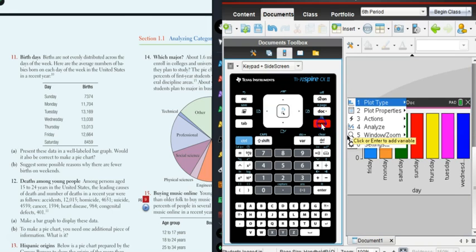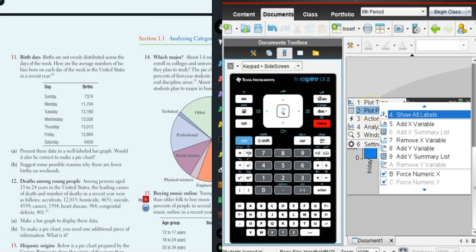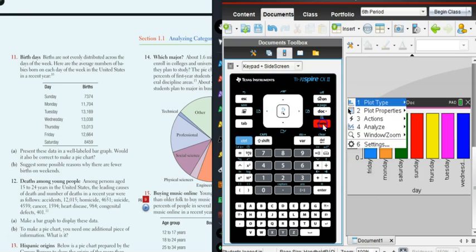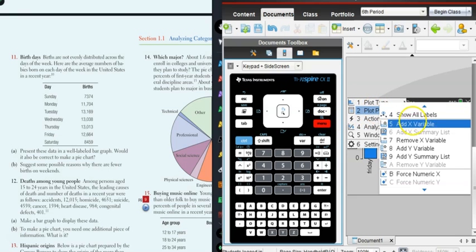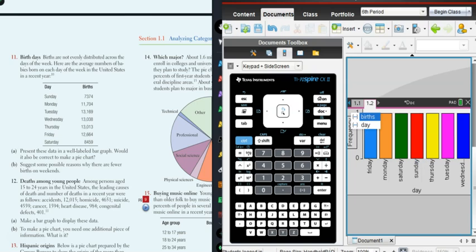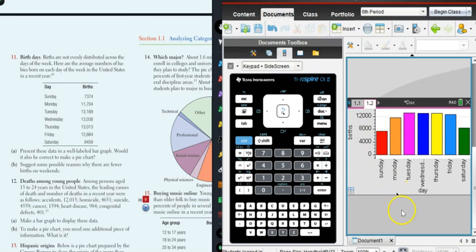Well, now I'm going to go to Menu, I'm going to go to Plot Properties, and I'm going to add a Y summary list. This is just the function for you to do frequencies on the Inspire when you're doing a bar chart. So again, Menu, Plot Properties, add Y summary list. And what do I want to know for each day? How many births occurred? And there is your bar chart.